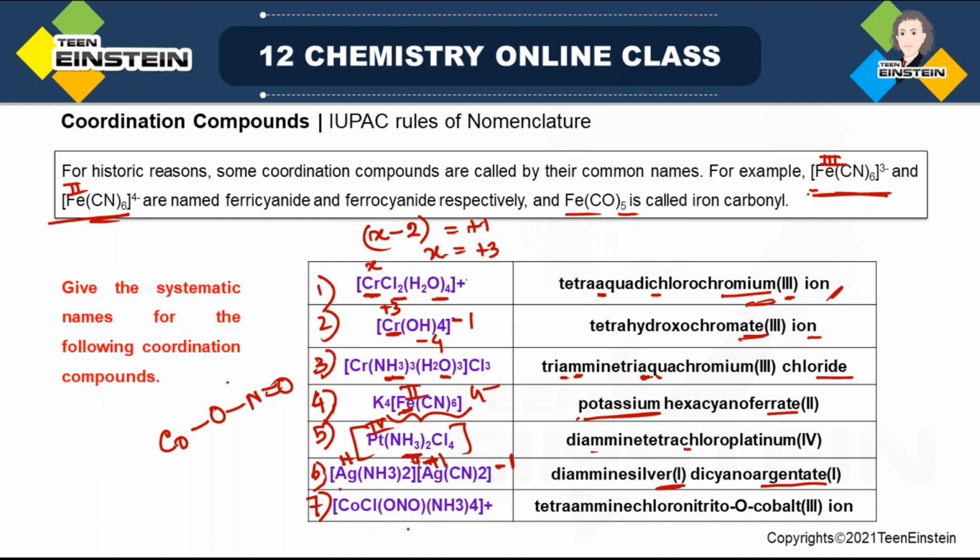The last example has 3 types of ligands: chloro, nitrito, ammine. Ammine will come first, A, then C, then N. But after nitrito, we have mentioned O because it is interacting through O. Cobalt is part of a cationic complex, so it is not cobaltate, it is simply cobalt 3, but as there is a positive charge, you have to write ion. In the next class we will see some names and you have to write the formula. That is the other way that is possible.